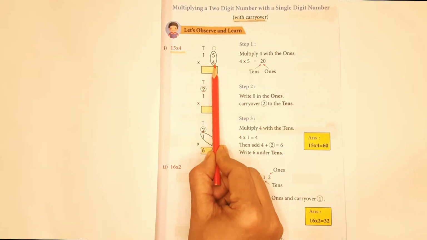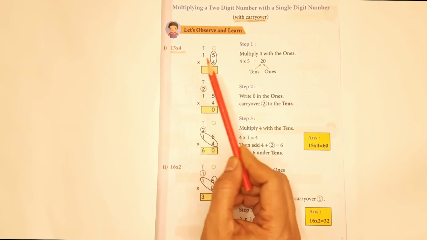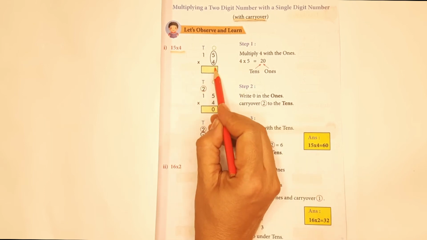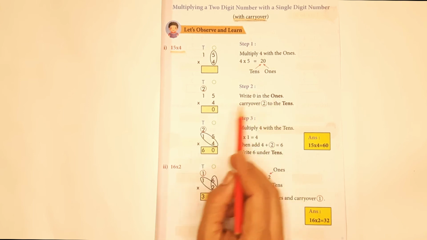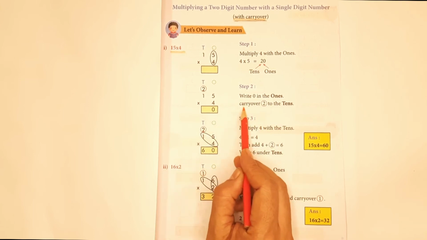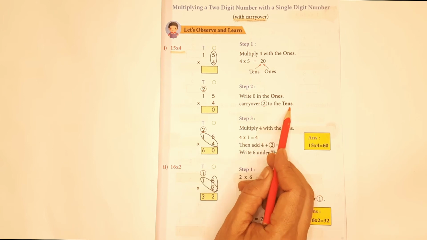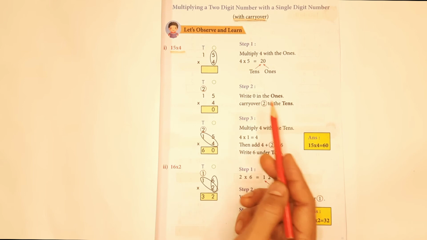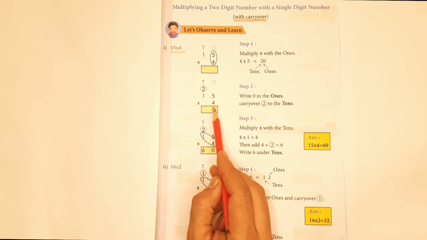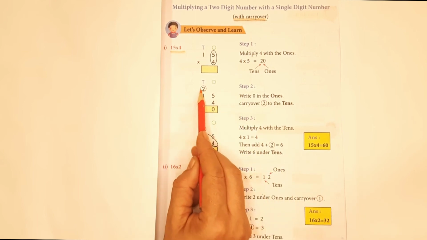5 4s are, when we multiply these two you will get 20 as the answer, but we can't write 20 here. So we will only write the ones. In step 2, as you can see, write 0 in the ones and then carry over the 2 to the tens. As you can see, the 2 is carried over. From where did you get 2? 5 4s are 20, right? So 0 here and the 2 comes here.